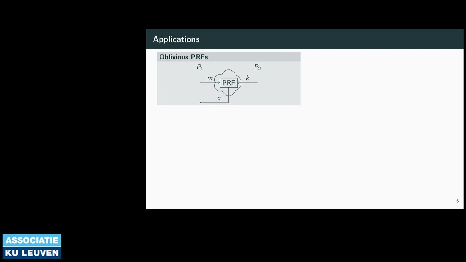As in MPC, you also want that the party who provides the evaluation key doesn't learn the input-output pair, and the party who provides the input should not learn the evaluation key. Using a block cipher here for the PRF, or another symmetric key primitive, and evaluating this in an MPC protocol achieves exactly this.